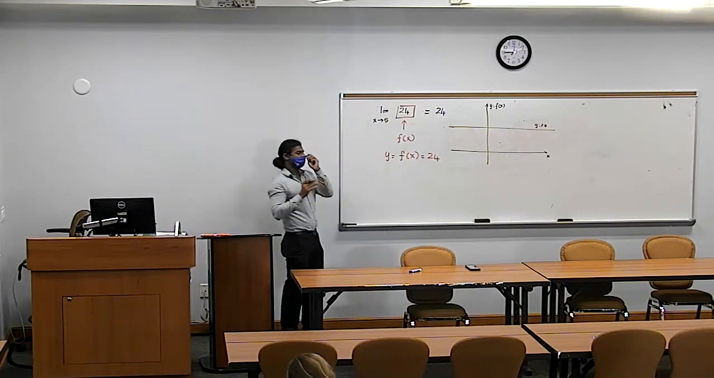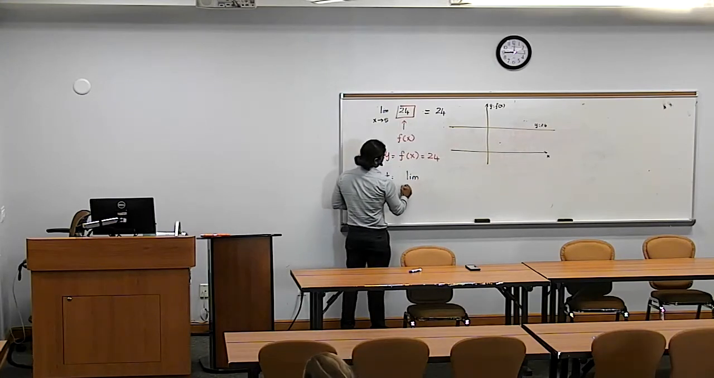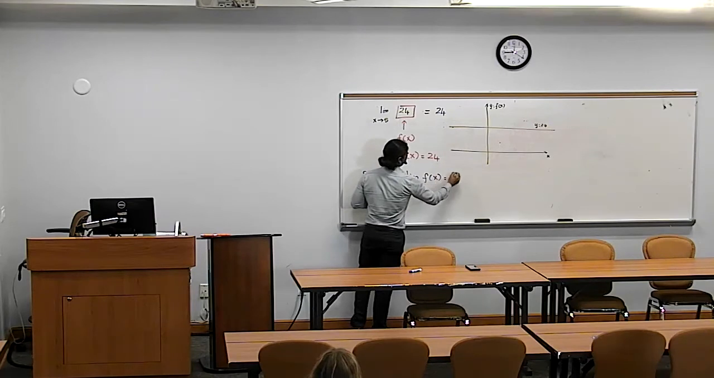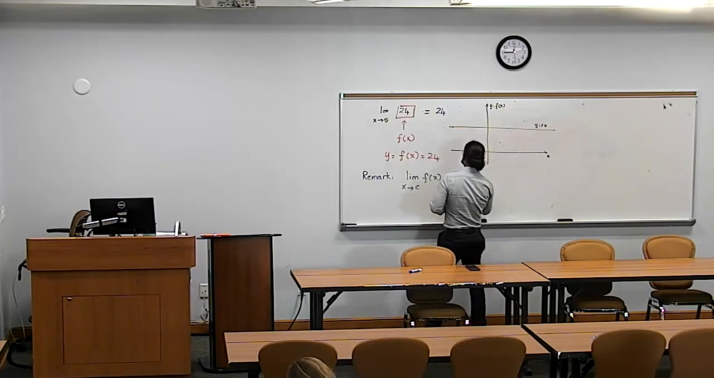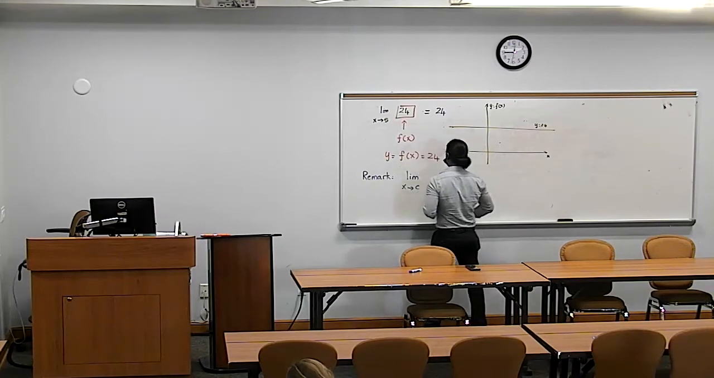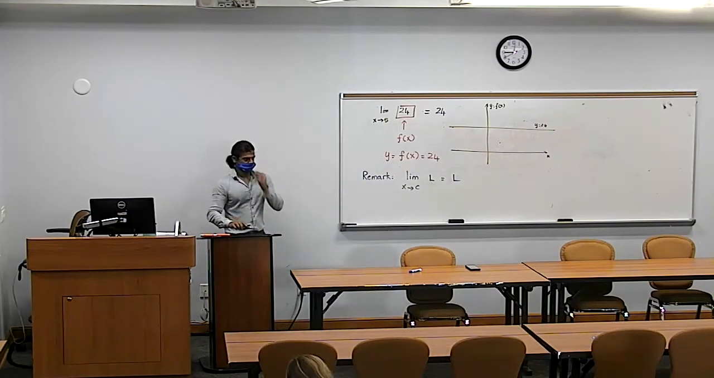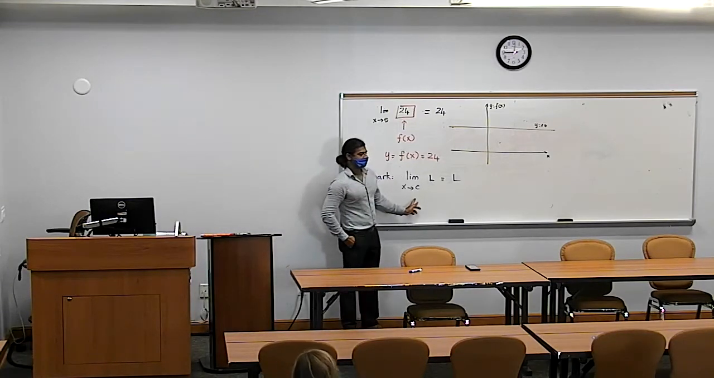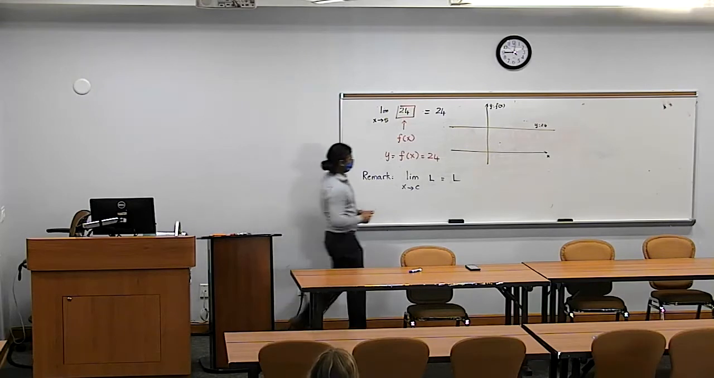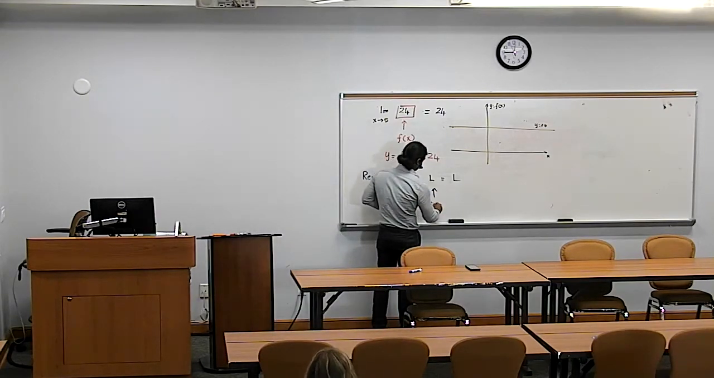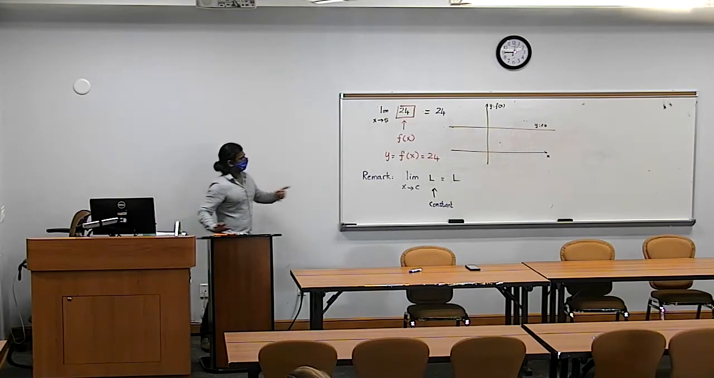Now, what is the takeaway point? The remark here is, sorry, I didn't mean to write that. I'll call it L. So the limit as x approaches c of a constant L would be L. Great.